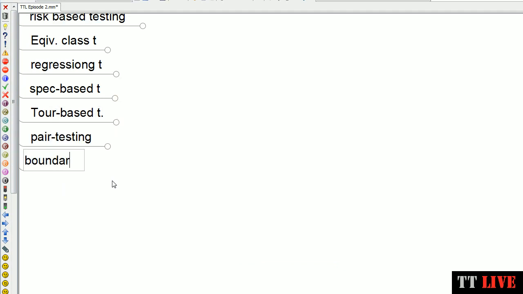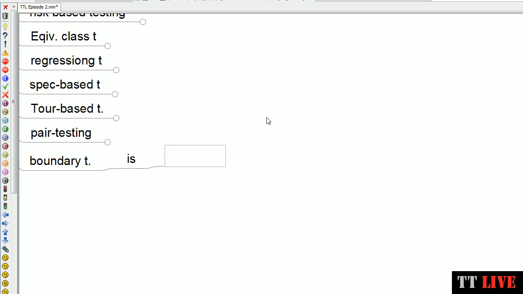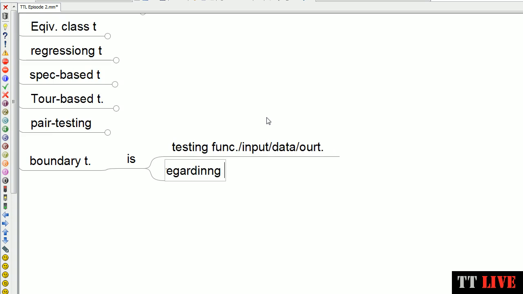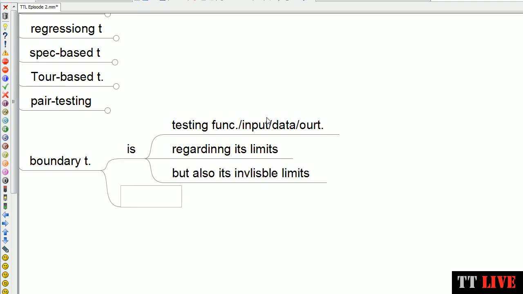I'll skip some of the things because it's getting really long. Of course, we'll talk about boundary testing. Boundary testing is a very well-known term. ISTQB loves it, and it usually says that it's a term for testing the input data limits. Yes, I agree. It's testing function, input, data, output, etc. regarding its limits, but also its invisible limits, invisible boundaries. So it's not only about what the user can input, but if the user inputs more in some other way, does the system handle that? Or if there are any hidden limits in the valid range of the data.